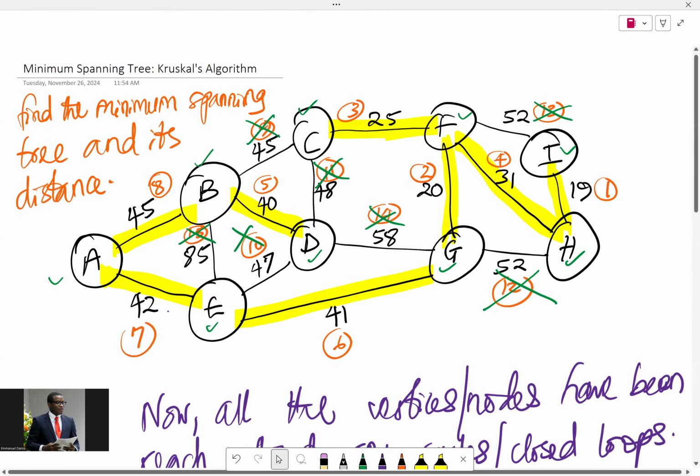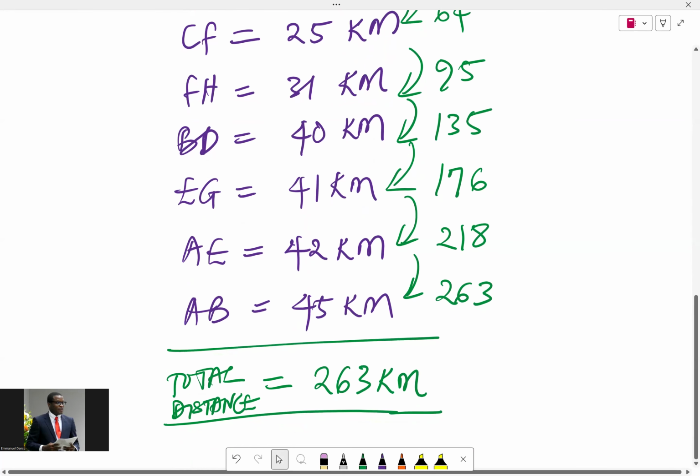So it's so cool. You can apply this in case you have a telecommunications job and you want to lay cables to connect all the 9 cities without unnecessary cable laying again, right? This is one way to go.